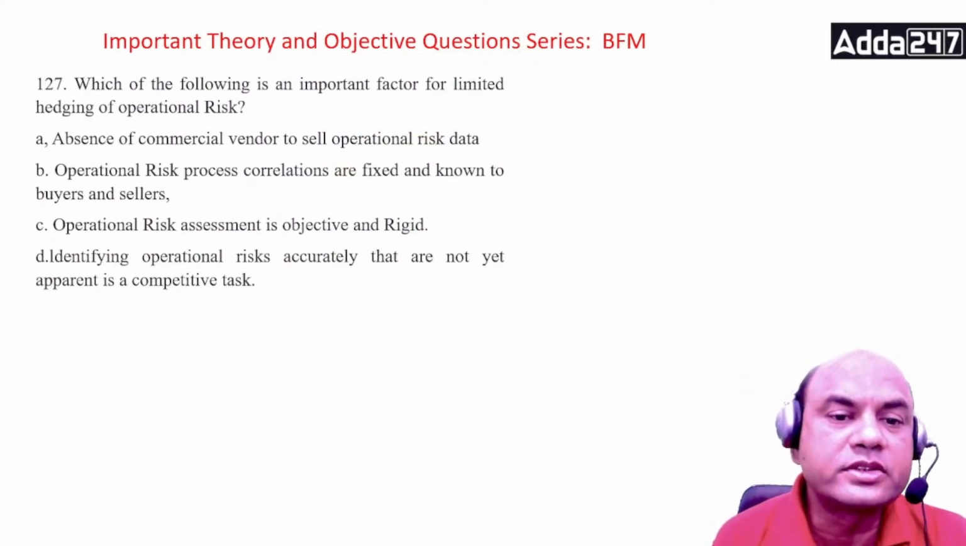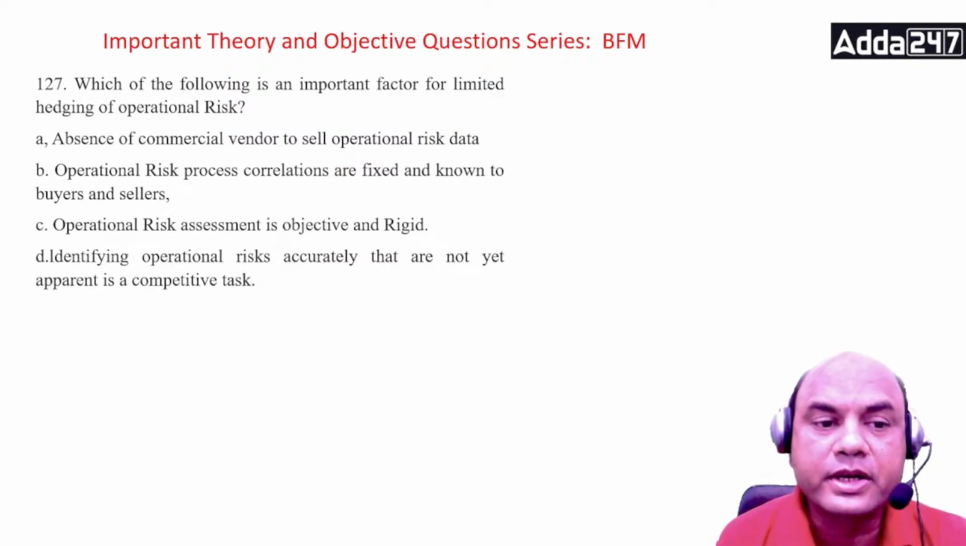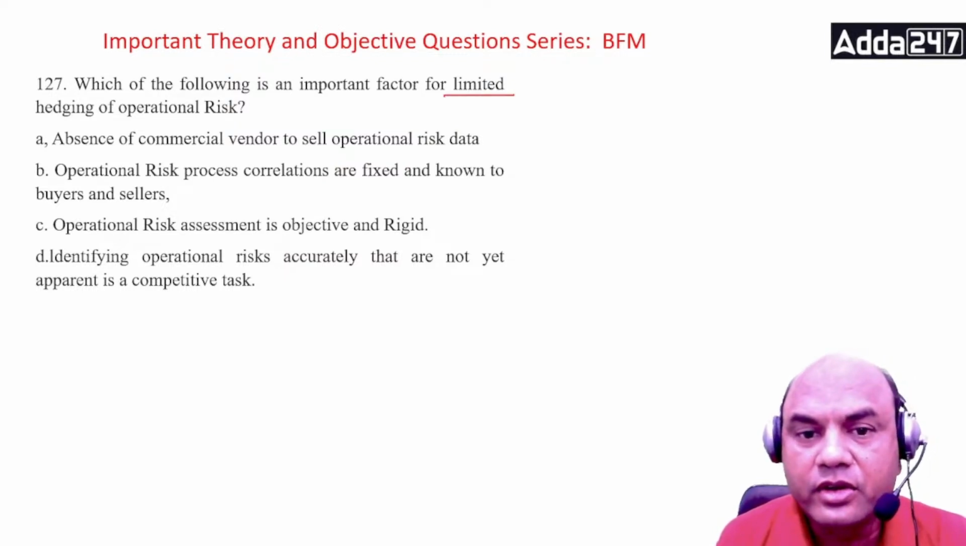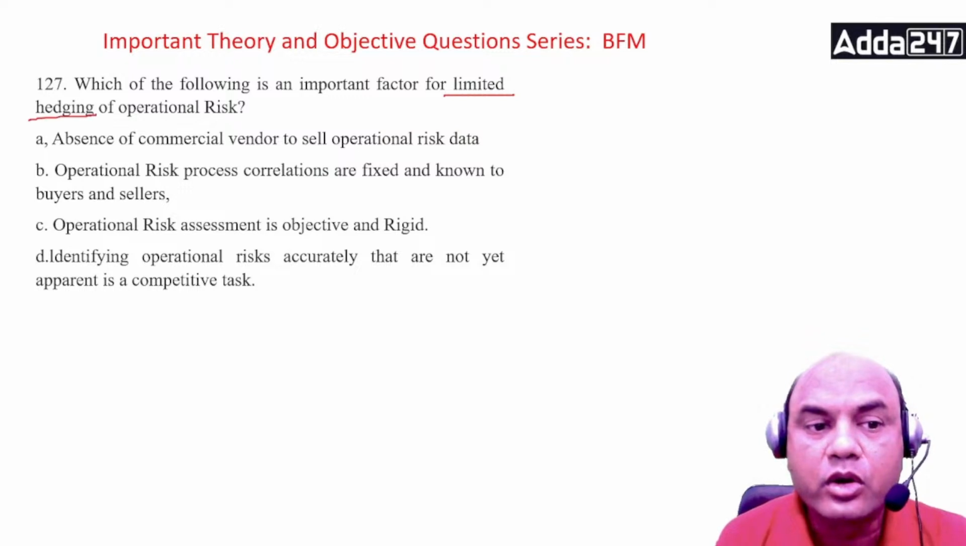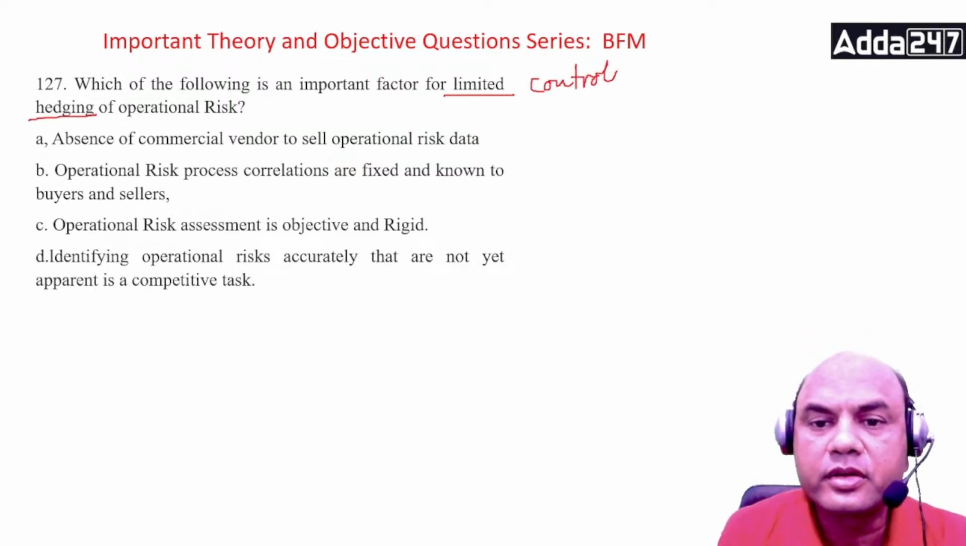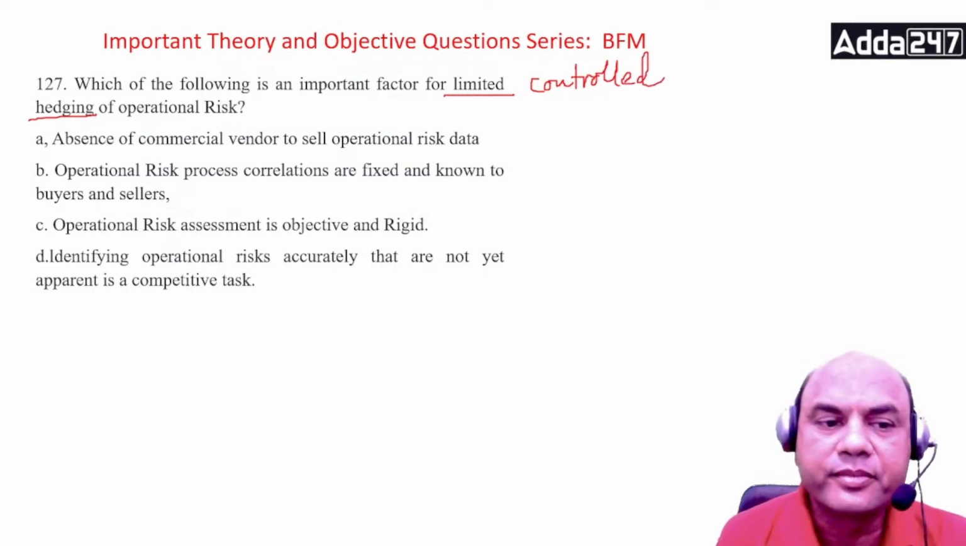Which of the following is an important factor for limited hedging of operational risk? Limited hedging. What do you mean by limited hedging? Controlled hedging. Limited means controlled. Okay, limited to a certain limit.